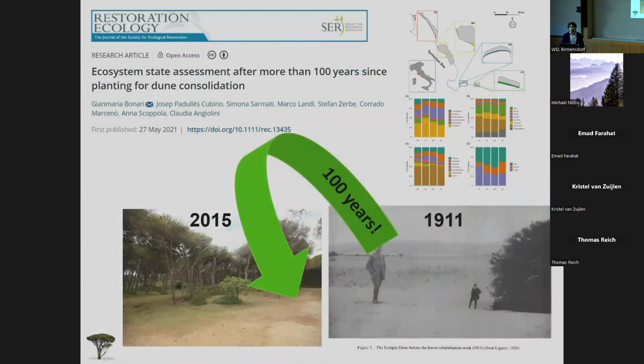And what we found is that our restored site is the most similar to the best protected areas nearby, which means that after some time, the degree of naturalness gets back to some extent.